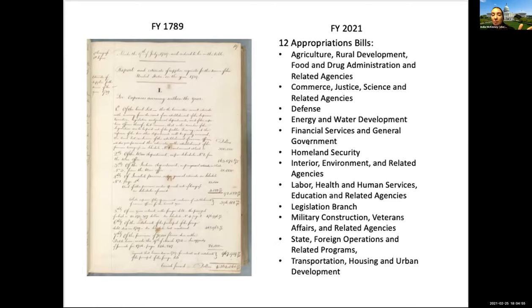So in a bill like Interior Environment and Related Services, there are going to be sub-allocations within that. Like the Department of Interior is going to get X percentage of the bill and the different agencies are going to get this percentage of the bill and that percentage of the bill. So it gets really complicated and the math has to add up.